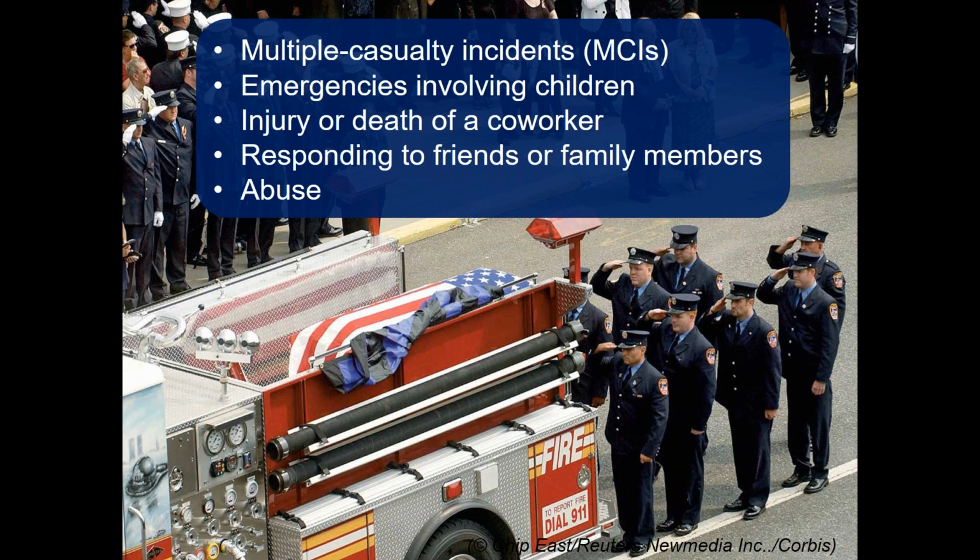What about emergencies involving children? What do you think makes that a stressful call? It's because of kids. They're innocent. They don't have a whole life to live. Mm-hmm. Absolutely. And then I'll add another little piece to that.